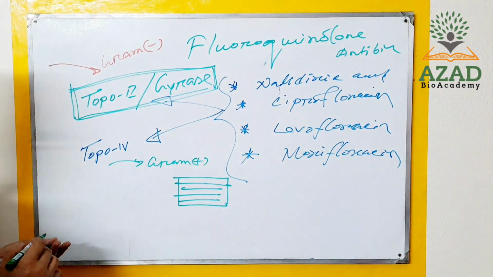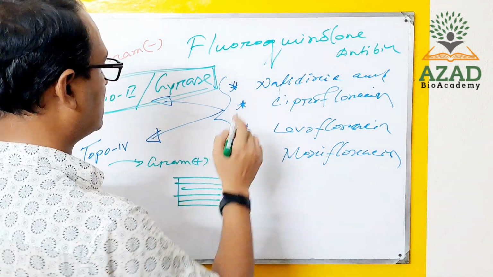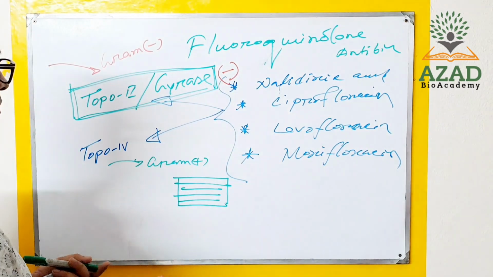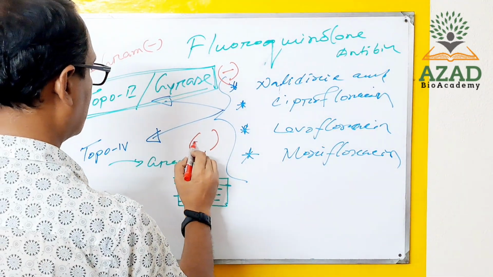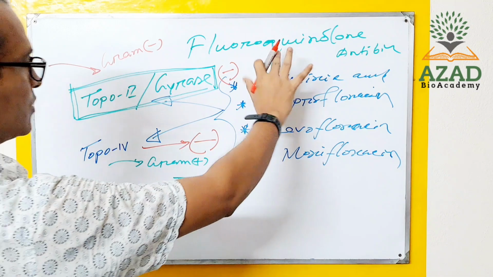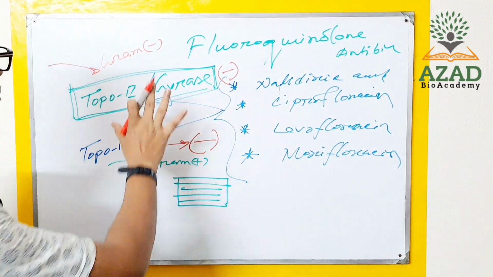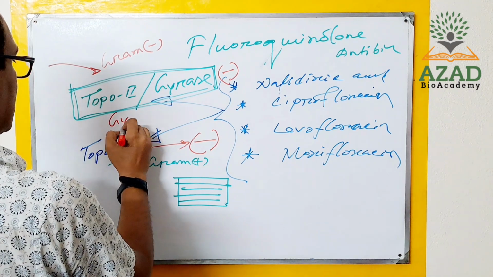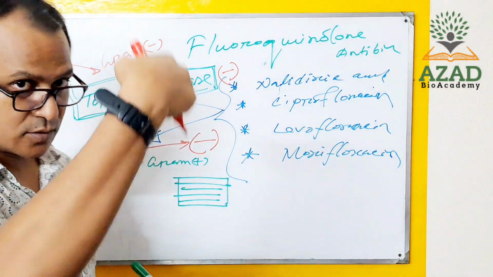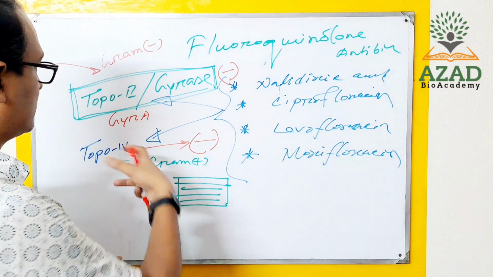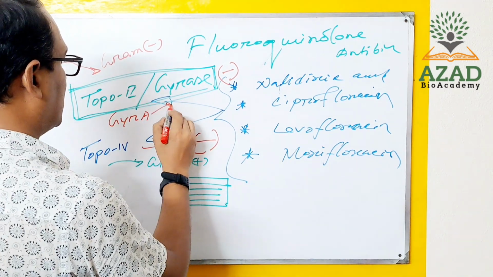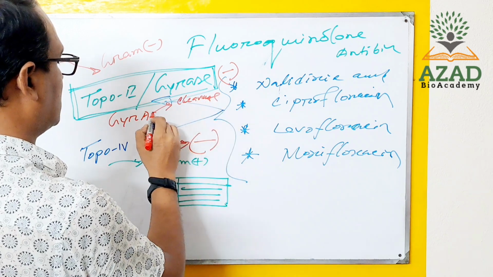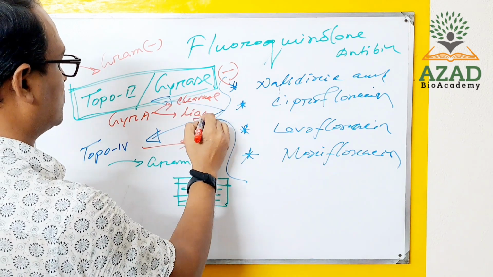Okay, so topoisomerase 4 is considered very strongly in gram-positive bacteria. So what would be the mechanism? The mechanism is that it will inhibit both topoisomerase 2 and topoisomerase 4. They will be inhibited by those antibiotics. And topoisomerase 2, as I already said, has a GyrA part, that is the lower subunit of the enzyme, and it has a cleavage function, and another one is the ligation function or joining function.